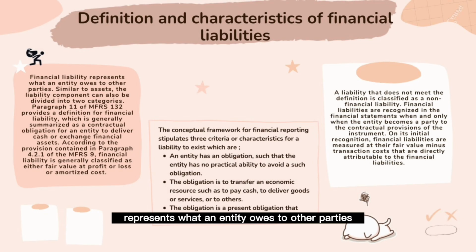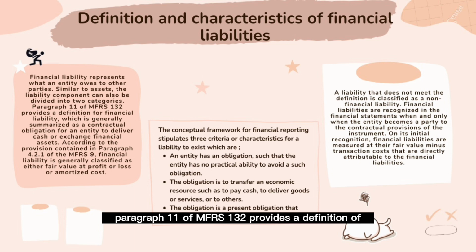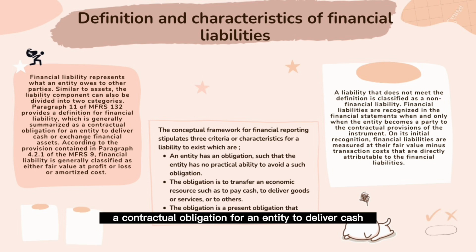Financial liability represents what an entity owes to other parties. Similar to assets, the liability component can also be divided into two categories, which are financial liability and non-financial liability. Paragraph 11 of MFRS 132 provides a definition for financial liability, which is generally summarized as a contractual obligation for an entity to deliver cash or exchange financial assets.